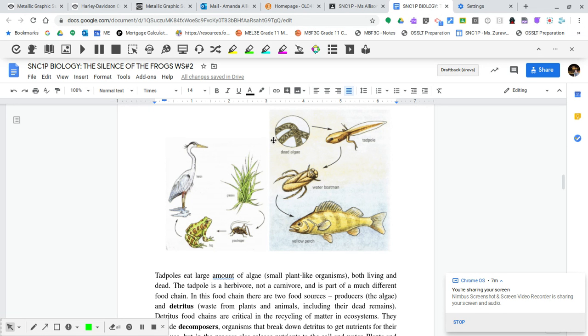Tadpoles have to consume something else. So a tadpole is a consumer because it eats the algae, but it is also a herbivore because it's eating plants. In this case, the water boatman is eating the tadpole, which means that it is a carnivore because it's eating another organism. Same thing with the perch. It's eating another organism.